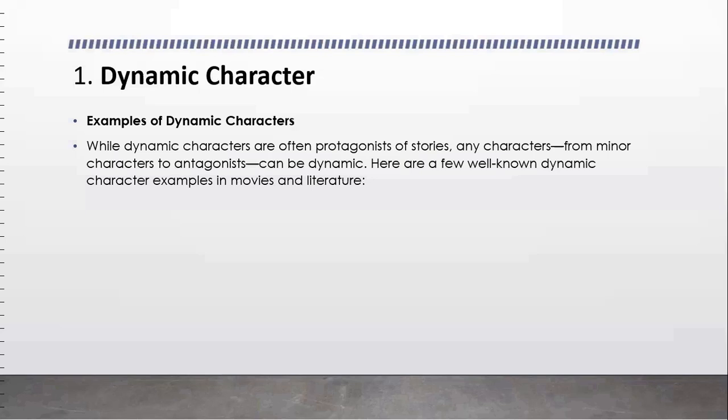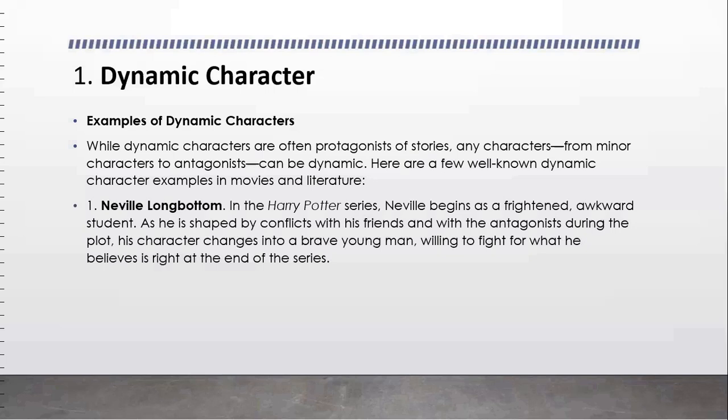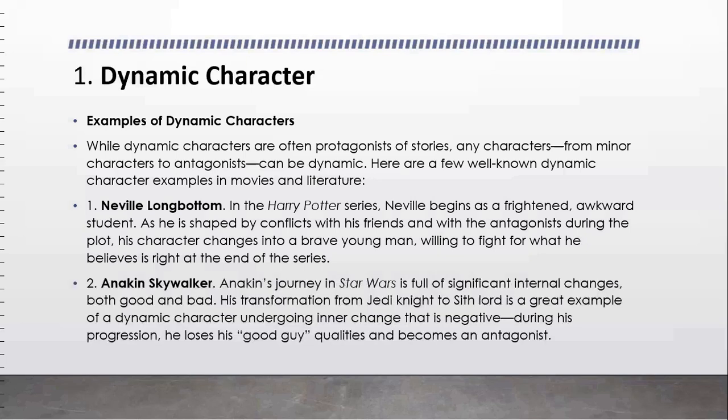Here are a few well-known dynamic character examples in movies and literature. Neville Longbottom in the Harry Potter series starts as a frightened, evacuated student, as he is shaped by conflicts with his friends and with the antagonist during the plot. His character changes into a brave young man willing to fight for what he believes is right, at the end of the series. Anakin Skywalker.